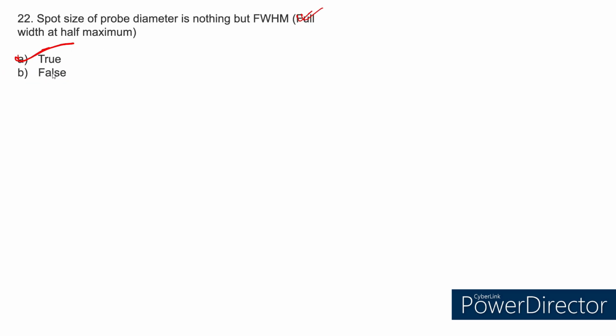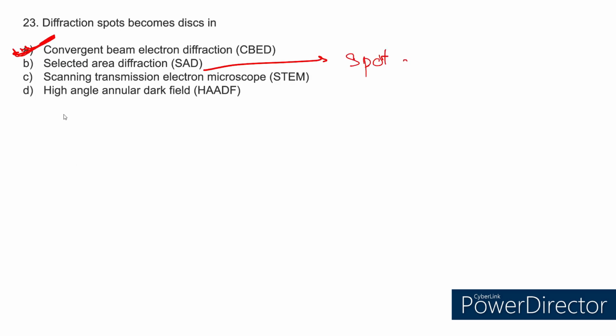So to see the spot size or probe diameter, FWHM is used, so it is true again. FWHM is full width at half maximum. The diffraction spots become disks in CBED, convergent beam electron diffraction. In selected area diffraction, it is seen as a spot.